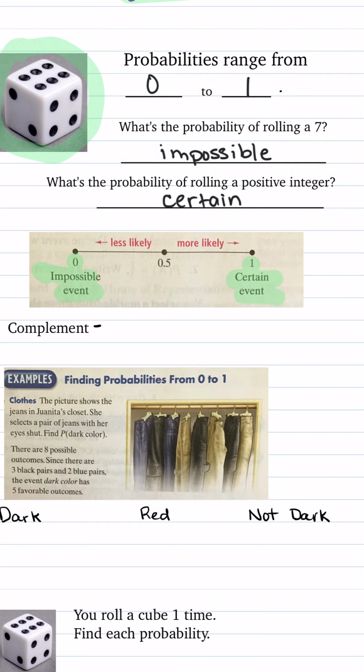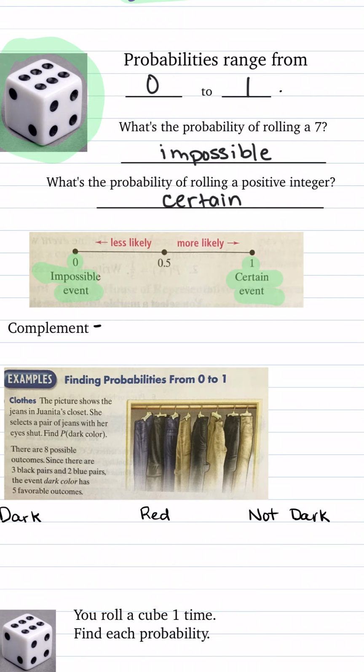The complement of an event is the collection of outcomes not contained in the event. The sum of the probabilities of an event and its complement is 1. So P of the event plus P of not the event equals 1. So basically that's saying even though you roll the dice twice and you might not get a positive integer twice, you still have the same number of chances of getting a positive as you do a negative.